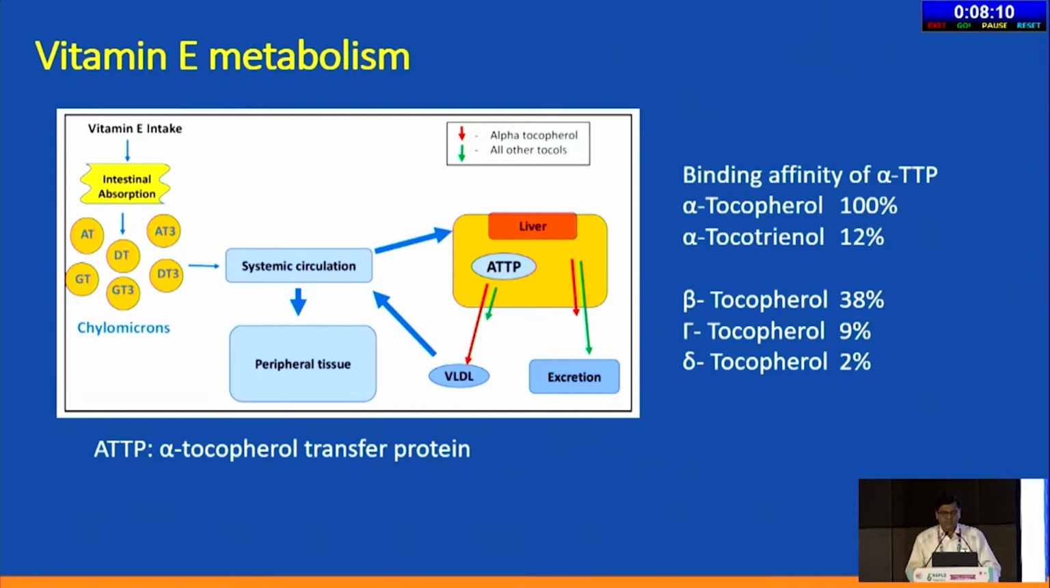Why? Because all the forms of vitamin E are absorbed. After that, they are taken through chylomicrons to the liver, and from the liver, they are excreted with the help of alpha tocopherol transfer protein. This protein has high affinity for alpha tocopherol as compared to other components. That is why most of the vitamin E circulates in our body in the form of alpha tocopherol.